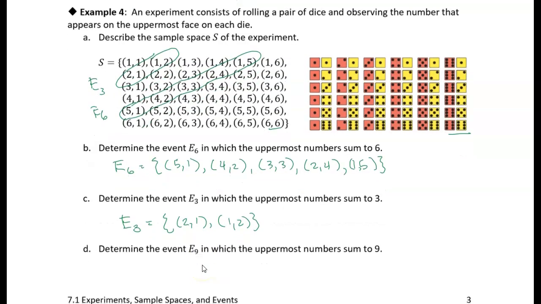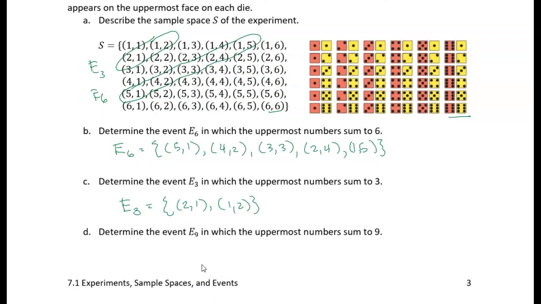Part D, we want to determine E9, which is the event where the uppermost numbers add up to 9. Okay, so let's find that in our sample space. Well, let's see. I'm seeing it along this diagonal here. Okay, so that's our E9. So let's write it out. E9 is just the set that contains the events 6 comma 3, right? 5 comma 4, 4 comma 5, and 3 comma 6. Okay, so those are the events.